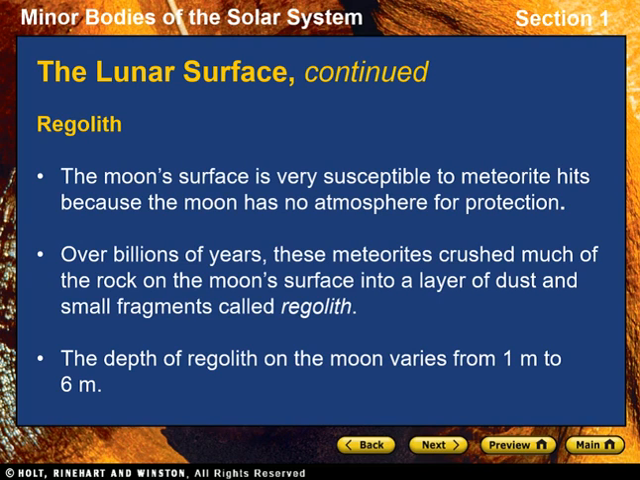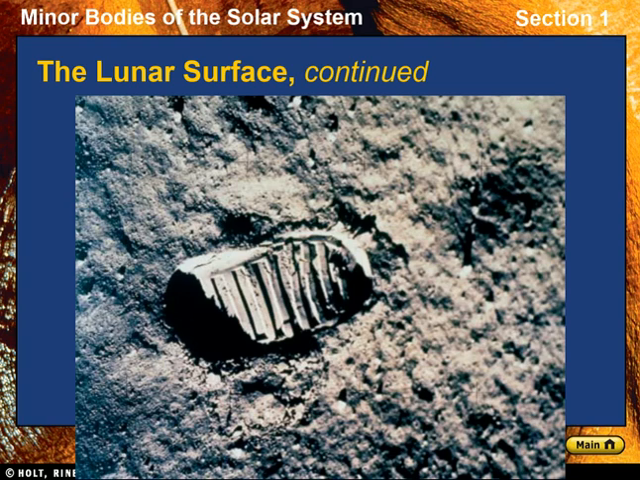Regolith. More meteorites have reached the surface of the Moon than have reached Earth's surface because the Moon has no atmosphere for protection. Over billions of years, these meteorites crushed much of the rock on the lunar surface into dust and small fragments. Today, almost all of the lunar surface is covered by a layer of dust and rock called regolith. Regolith is shown in Figure 3 on the screen now. The depth of the regolith varies from 1 meter all the way up to 6 meters.